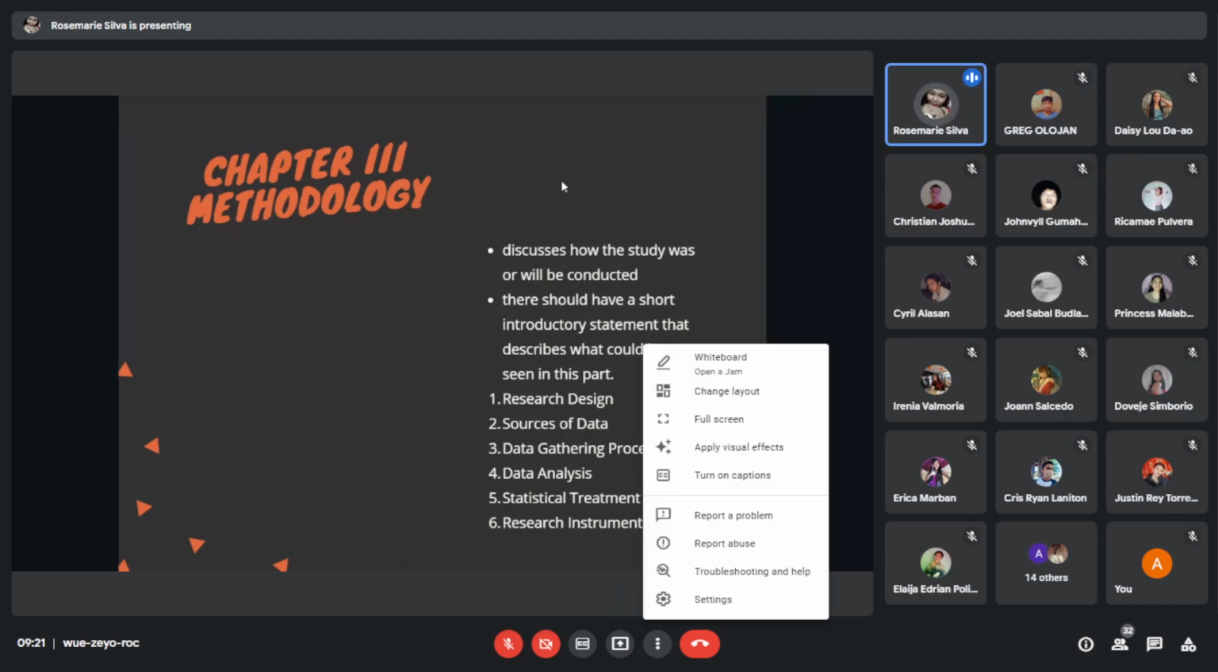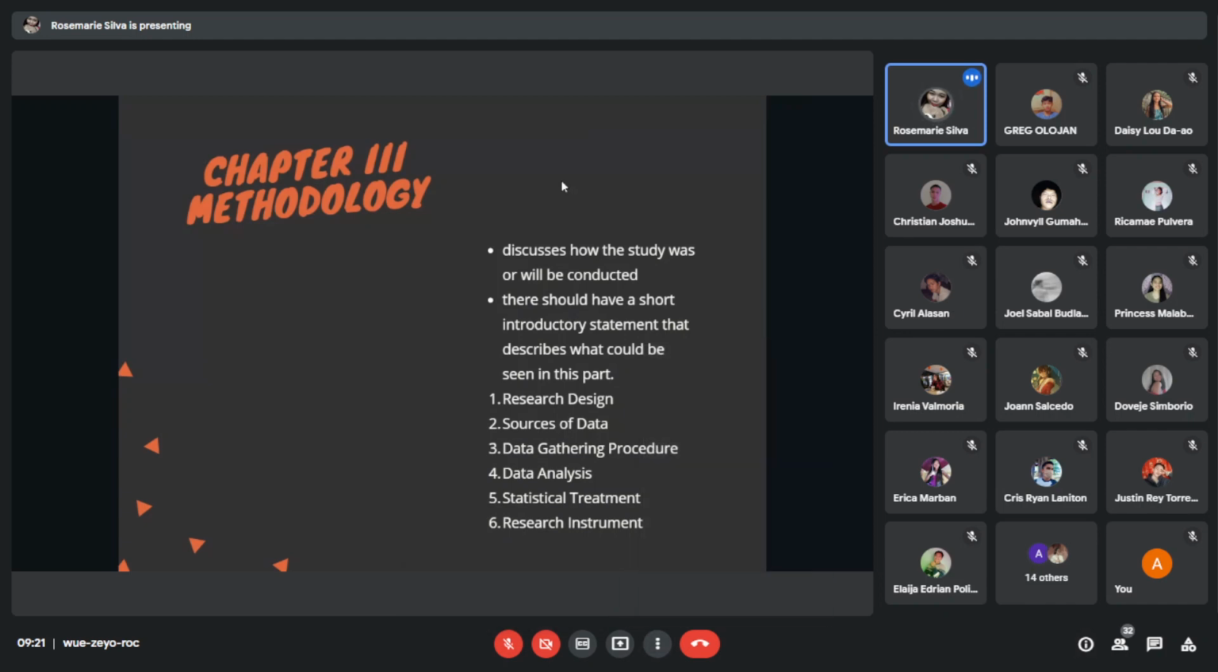So what do you know about research design, by the way, before we proceed? What do you know about the research design? Dear students, what do you know about research design? This is your methodology. I know it is discussed in your PR2.